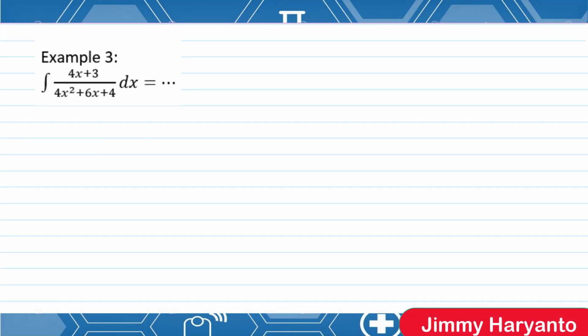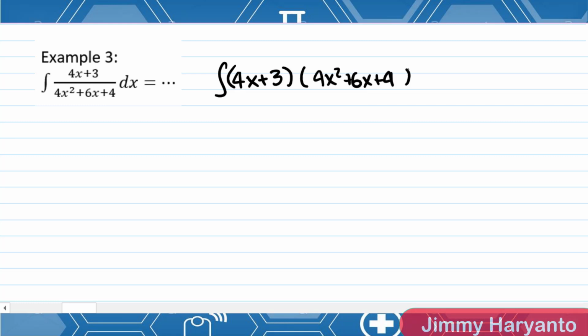Next is example 3. How about this one? This one we have 4x plus 3, and I have 4x squared plus 6x plus 4 at the bottom. I will move it to the top side. It will be to the power of negative 1, and then dx. After that, we can let this one be u. Let u equal 4x squared plus 6x plus 4.